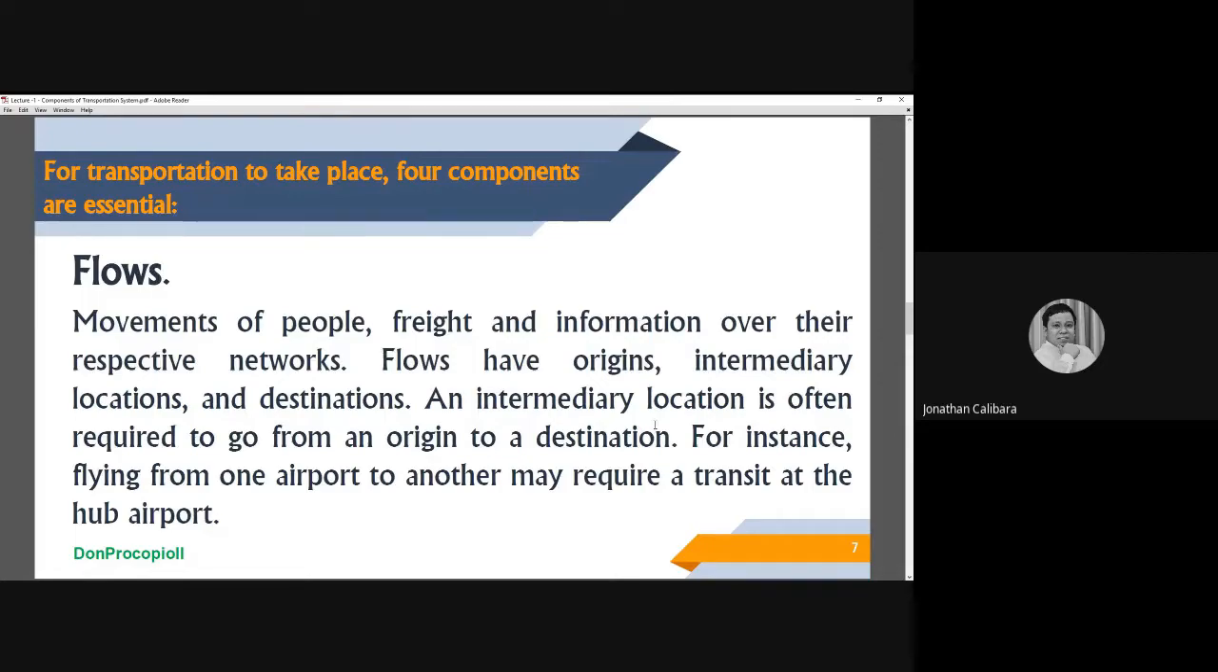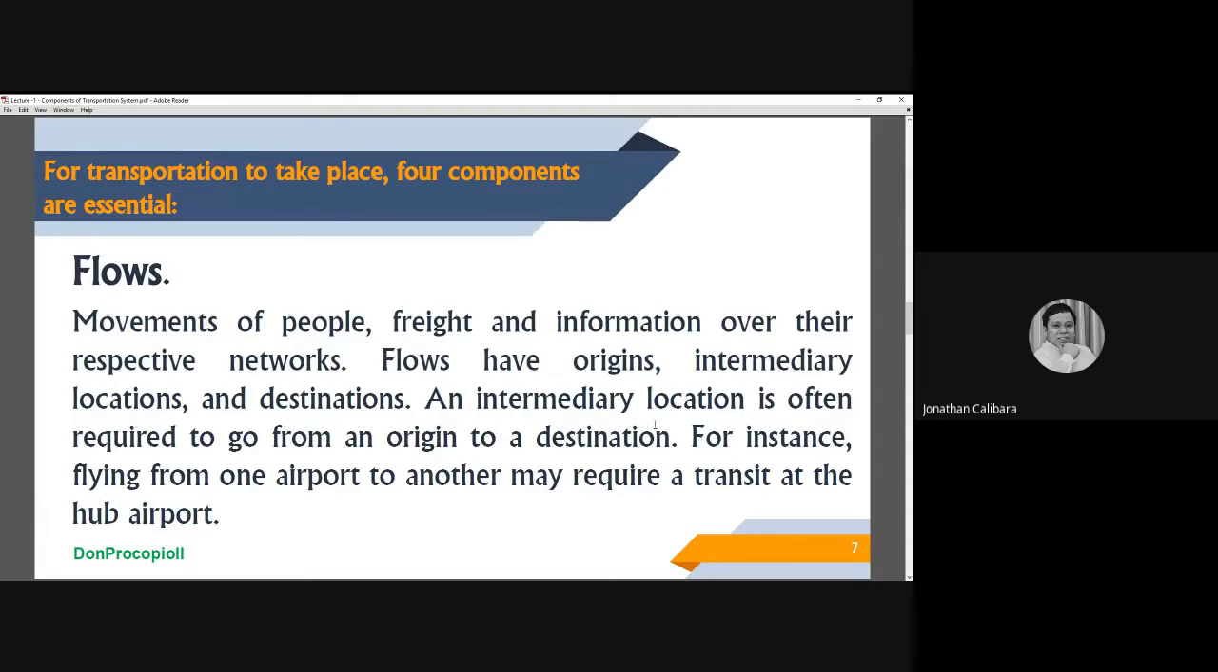And the last one is flows. Movement of people, freight, and information over the respective networks. Flows have origins, intermediary locations, and destinations, and an intermediate location is often required to go from an origin to a destination.